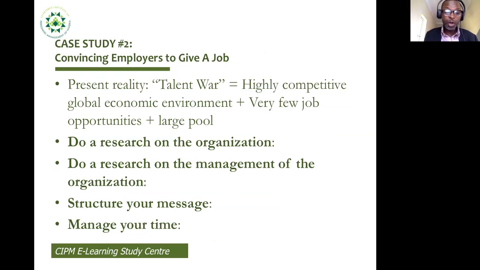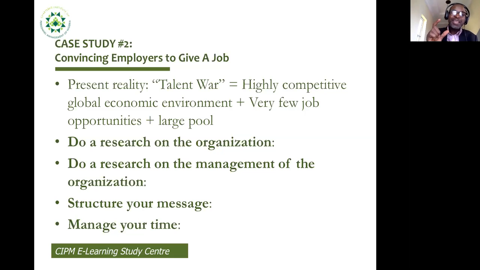It may come out in the objective, and so you just give these two things, the structure and body language. Now, let's look at another case study. You want to convince an employer to give you a job. That's the example I gave in terms of recruitment. You are applying for a vacancy.